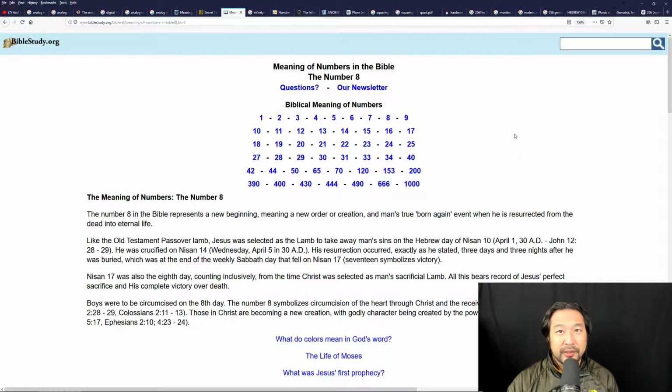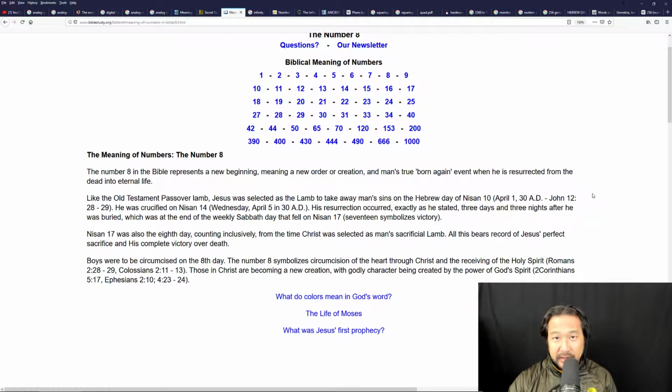Now, when we go into the meaning of numbers in the Bible, the number 8 represents a new beginning, meaning a new order of creation, which is interesting when you think about digital technology. It is a new creation, at least how we perceive it to be. And man's true born-again event when he is resurrected from the dead into eternal life. Oh, haven't we heard that a lot?